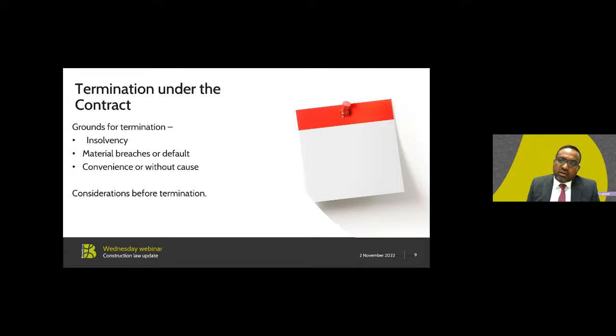So, termination under the contract. I will now look at those three grounds. Grounds for termination: I've got insolvency, material breaches or default, or termination by convenience or without cause. Most standard forms of contract will have provisions for termination where there is no common law right to terminate. In the absence of a contractual termination right, insolvency does not terminate a contract or excuse either party from performing. The same is true if a party gets into financial difficulty.